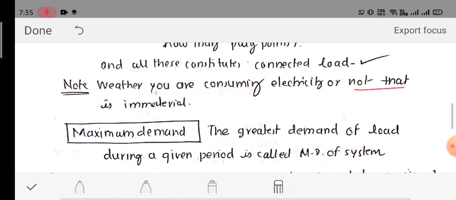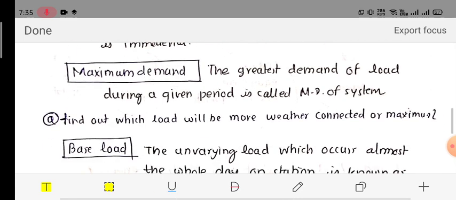Okay, then the next term is your maximum demand. The greatest demand of load during a given period is called maximum demand. Let's say in the noon at 2 p.m. you have switched on all your 4 fans, and you have switched on 5 lights out of 8 lights. So this is the maximum demand at 2 p.m. It is the greatest demand of load during a given period.